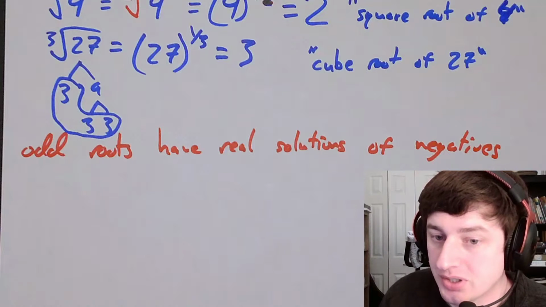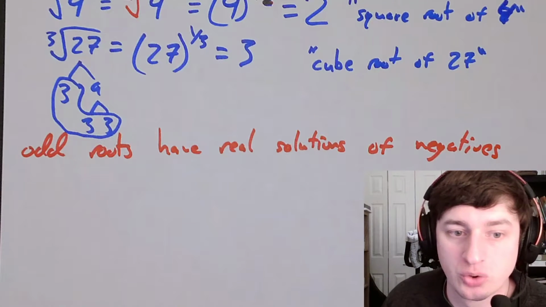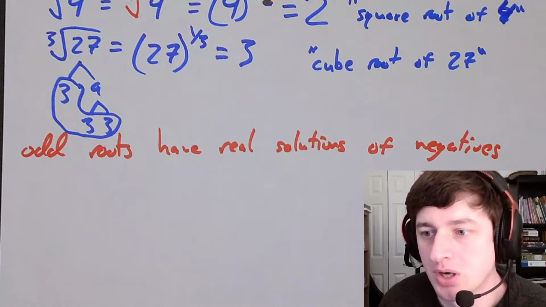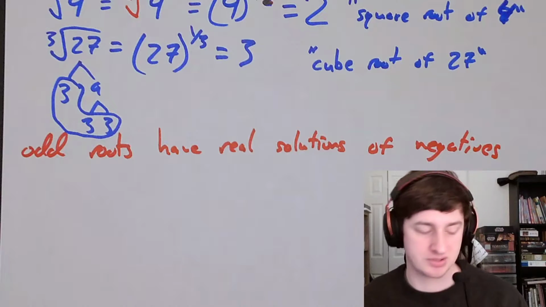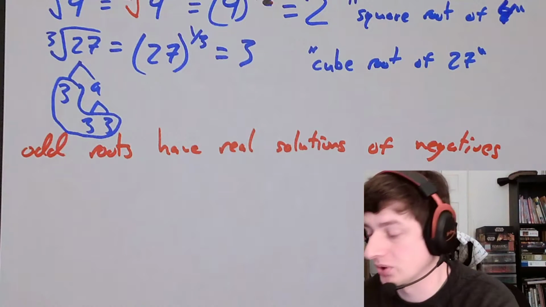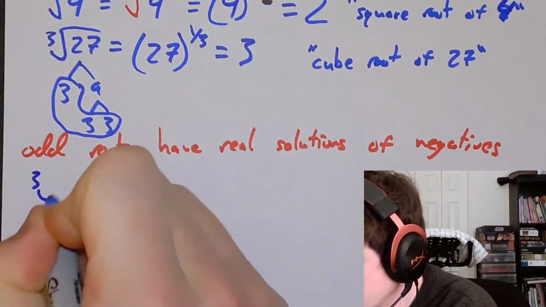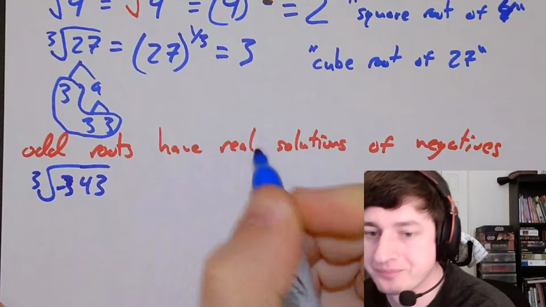So you need an imaginary number. But odd roots are different because there's 3 numbers, or 5, or 7. There's an odd number of numbers being multiplied by themselves. And so you can have negatives inside and get real roots. Like, for example, the cube root of negative 343.